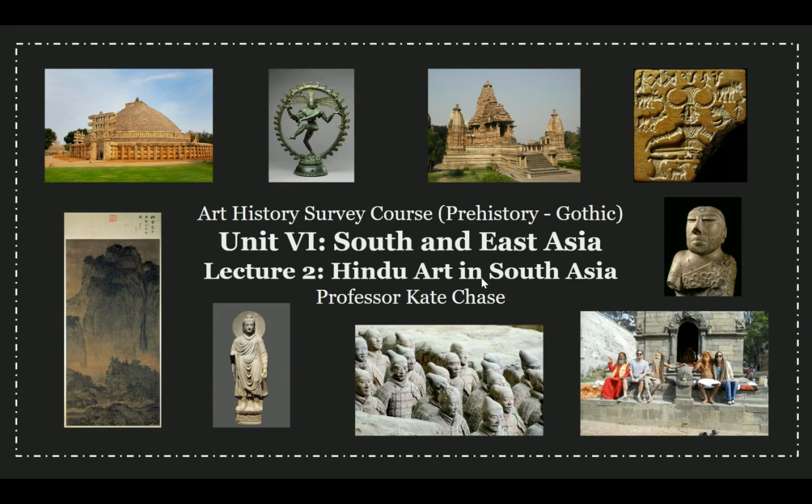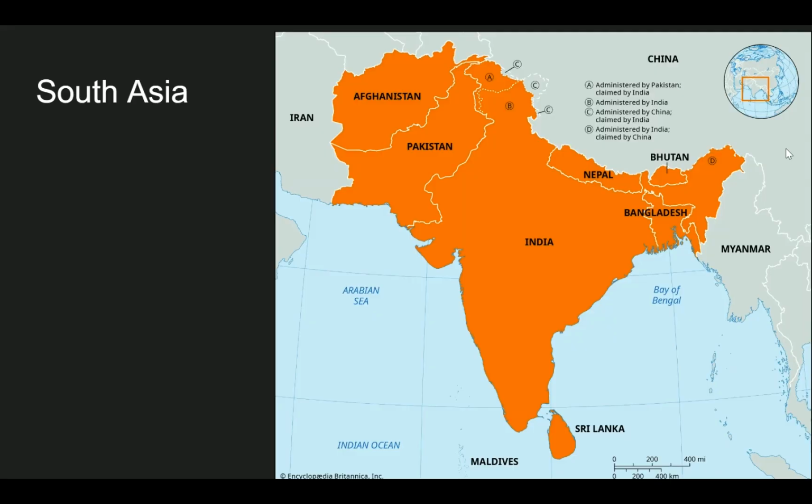Welcome to our second lecture, where we will be looking at Hindu art in South Asia. So we'll primarily be in the region of India, Pakistan, Nepal, but note that today's political boundaries are not reflective of the time period that we'll be studying. Even for much of today's focus, India comprised seven different kingdoms. So it was much more complex than what we see today.